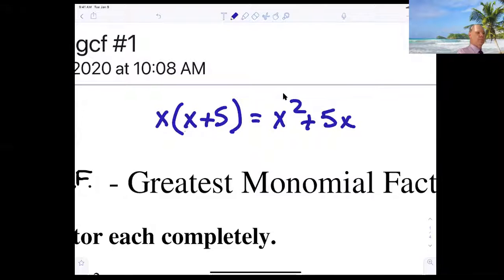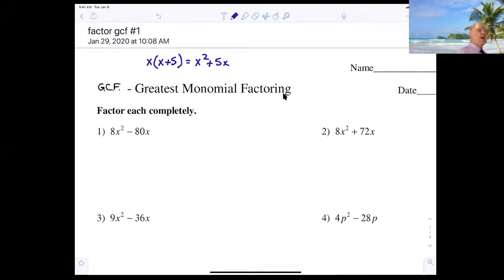All right, here we go. So we're factoring out the greatest common factor, which we started doing in probably 4th grade.